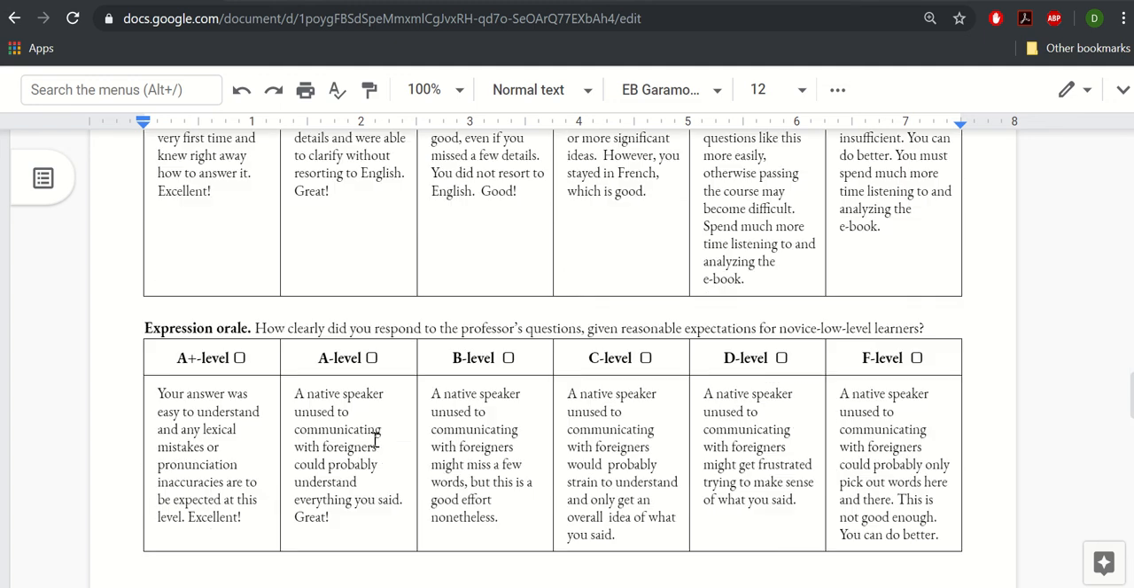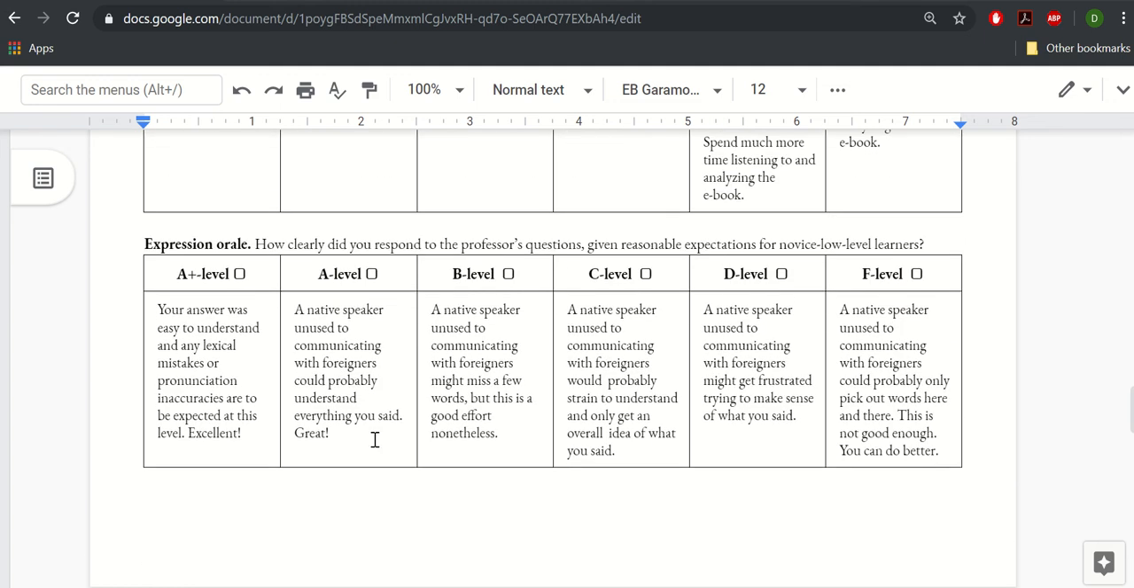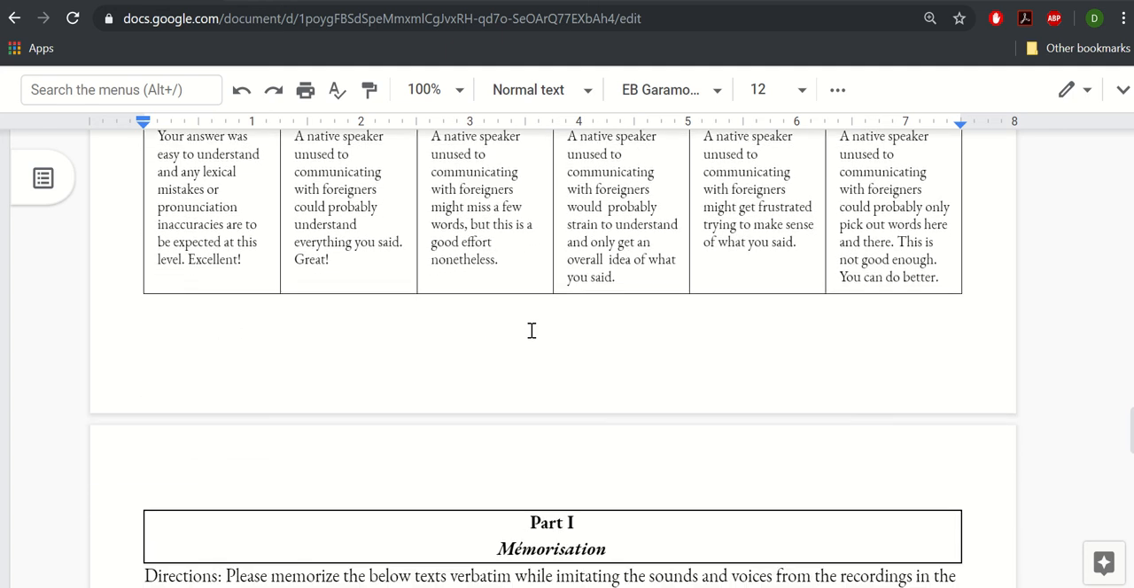All right. Now, expression orale. How well were you able to make yourself understood? And there, I'm reusing some of the descriptions about the native speaker who's not used to communicating with foreigners. So here is at your target level. A native speaker unused to communicating with foreigners could probably understand everything you said. That's really the target. That's great. Maybe if there was just a minor issue, a B level, a native speaker unused to communicating with foreigners might miss a few words, but this is a good effort nonetheless. So that is what I'm asking for.